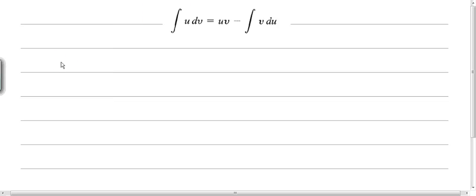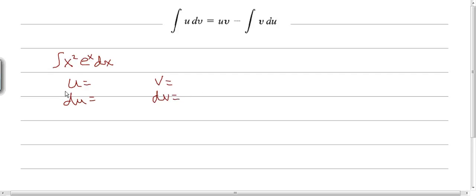Let's integrate the function x squared e to the x dx. Well, we've got in our mind this equation, or maybe on the note card, and so we set up our table. That's the first thing we have to do. We say u is equal to, v is equal to, du is equal to something, and dv is equal to something.